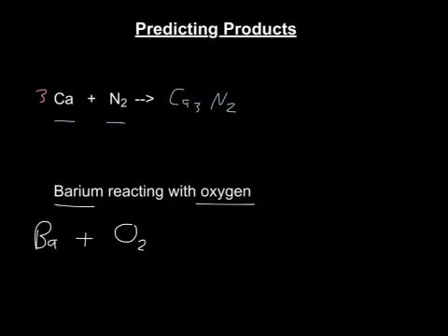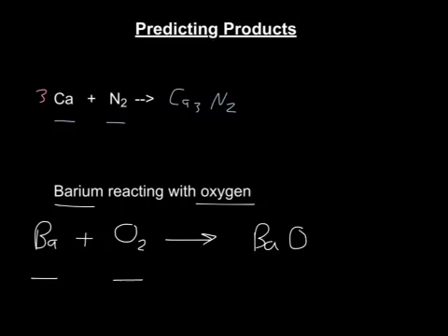Now we look at this and say, ooh, an element and an element. It's a synthesis reaction. So I'm going to take these two things, figure out what ions they are, and put them together to make a compound. So we're going to have Ba, which is 2+, oxygen, which is 2-, and since you already have 2+ and 2-, we only need one of each. So we end up with the nice formula of BaO.